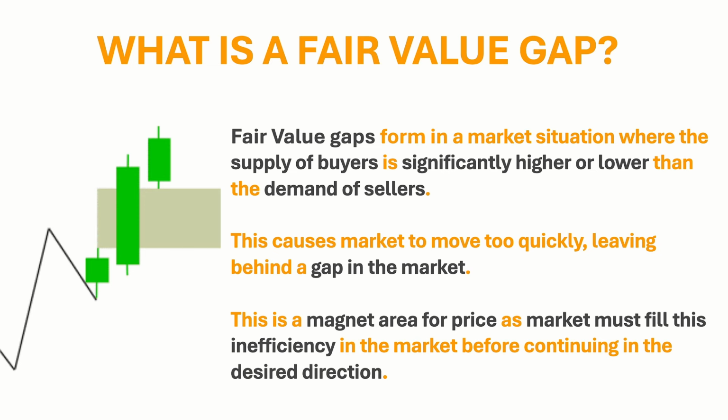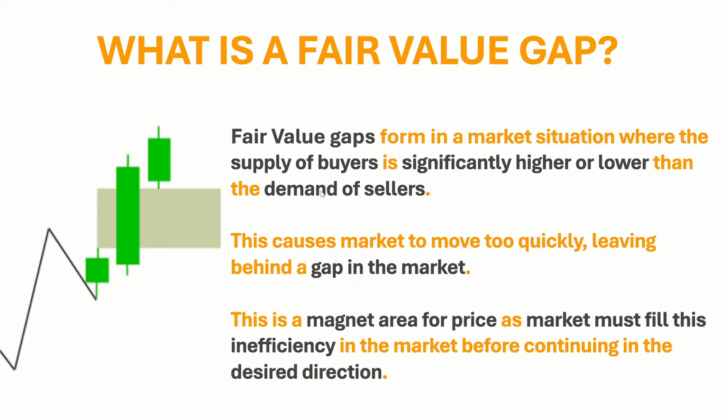Before we trade fair value gaps, it is important to understand what a fair value gap is. Fair value gap, imbalance, inefficiency, if you have had any of these terms floating around, they are all referring to a fair value gap. A fair value gap simply forms in a market situation where the supply of buyers is significantly higher than the demand of sellers. This surge in buying pressure causes the market to move too quickly, leaving behind a gap in the market. This gap is what we refer to as a fair value gap, an imbalance and inefficiency. This is showing it right here. So this scenario has just described a bullish fair value gap.